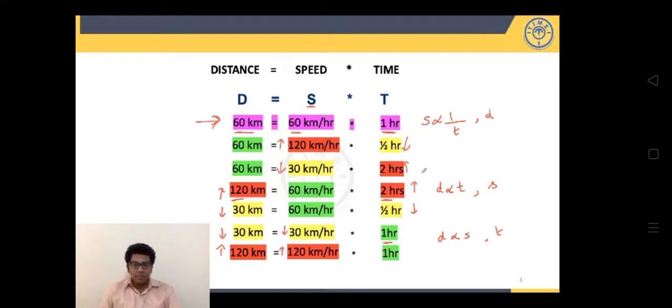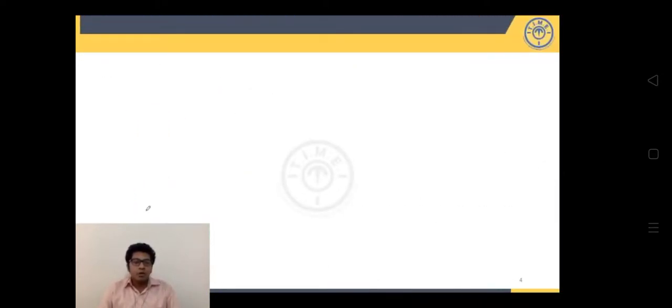Okay, so we have three parameters: distance, speed and time. All these three parameters are interrelated. So whenever I say proportion, there should be some constant. When I'm relating two parameters, I can compare two parameters only when the third parameter is constant. I cannot compare by increasing the speed and decreasing the distance and decreasing the time. No, I cannot compare like that. So one parameter should be fixed.